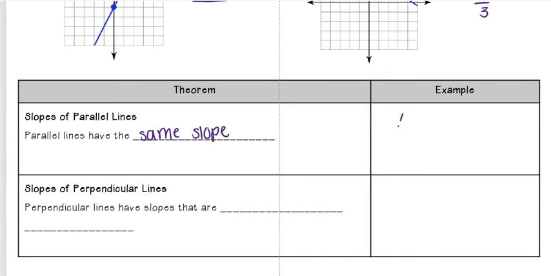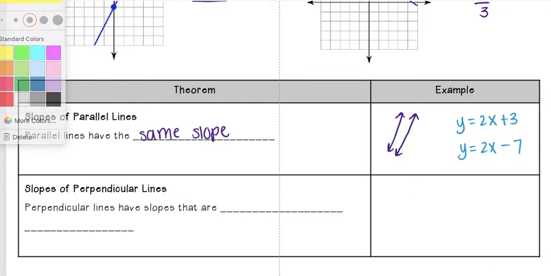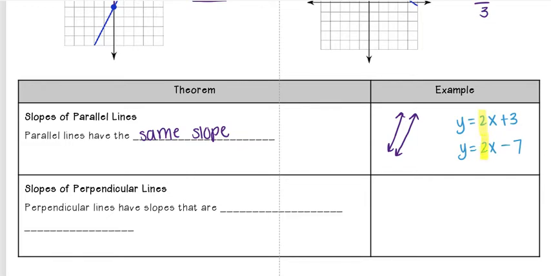So we already know that parallel lines look like this. Basically, they never touch. But I can also tell from an equation. So let's say I had y equals 2x plus 3. Well, as we recall from our last video, my slope is 2. It's the number in front of x. Well, a parallel line to that would be y equals 2x minus 7. So lines are parallel when they have the same slope.